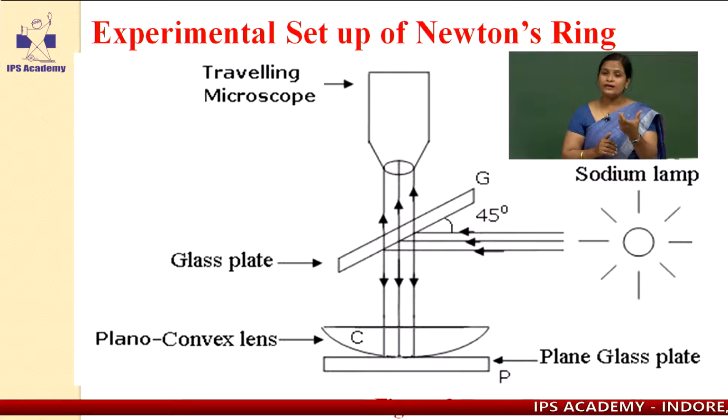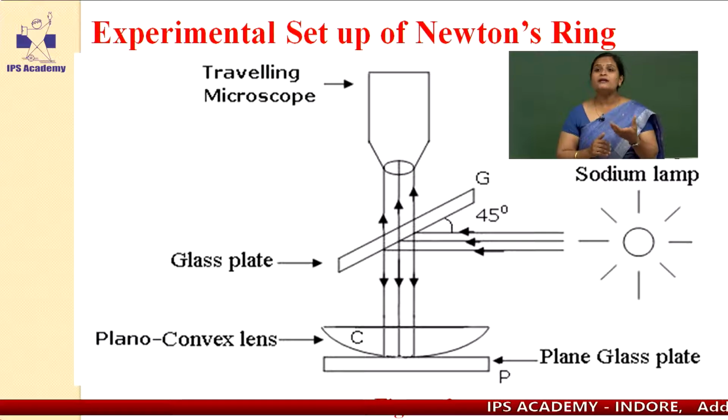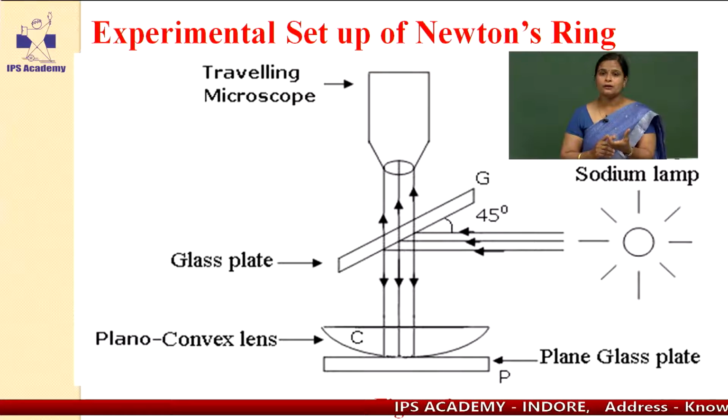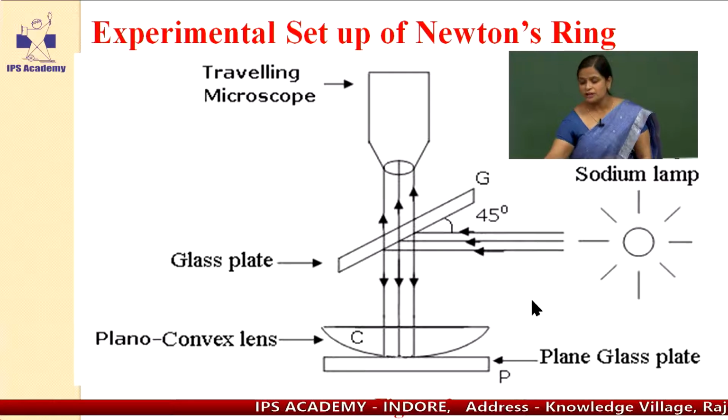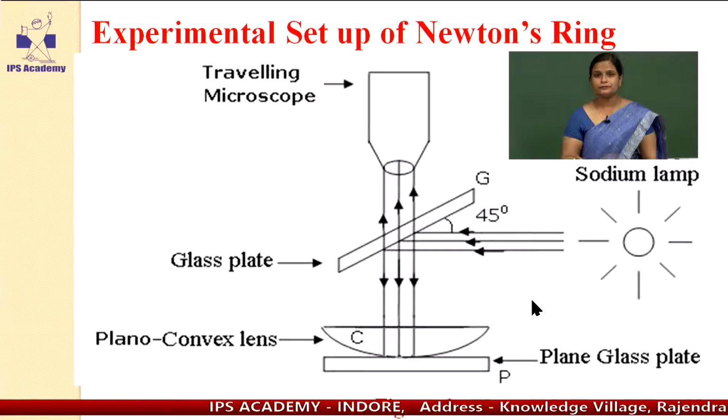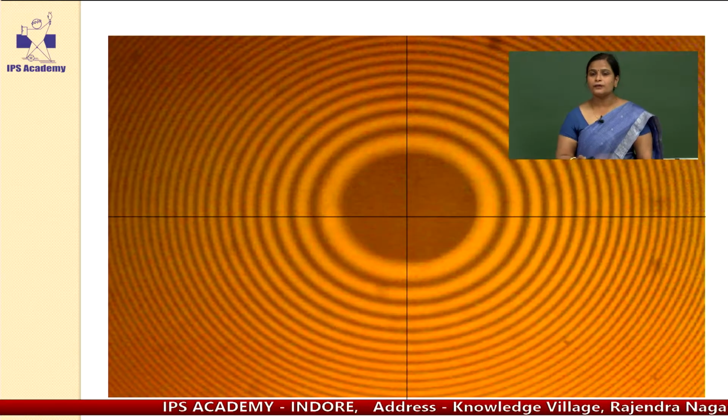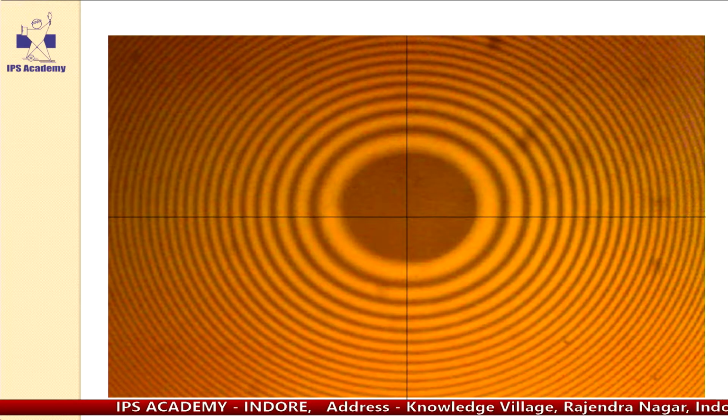So where are rings formed? Rings are formed in the region of air film, and we are observing the rings which are circular in shape like this. You can see the rings like this.